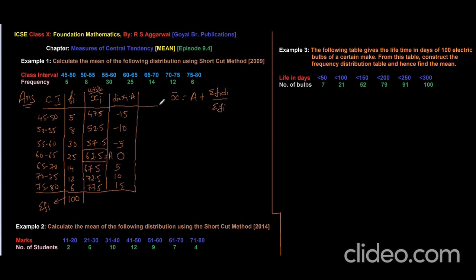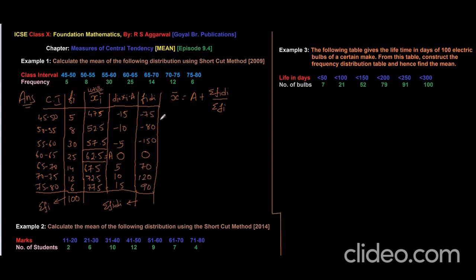Now one more column you require, and that is what? Fi di. So you have to write here sigma Fi di. So now 5 multiplied by minus 15, that is minus 75. 8 multiplied by minus 10, that is minus 80. 30 multiplied by minus 5, minus 150. 25 multiplied by 0 is 0. 14 5s are 70. 12 10s are 120. And 6 15s are 90.